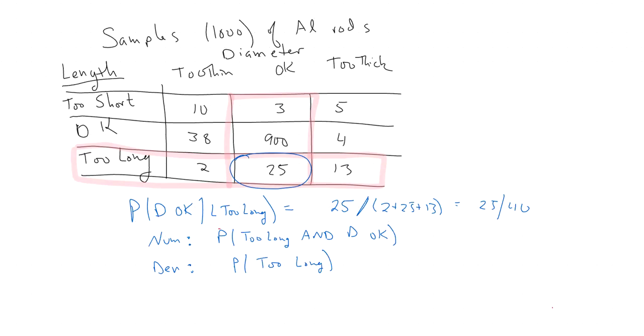So to generalize this, we can say that diameter is okay, we'll call that event A, and too long, we'll call that event B. This is really just the probability that A given B is going to be equal to the numerator, probability that too long, that's B, and A, so B intersect A, divided by the probability of B. And this is the conditional probability rule.